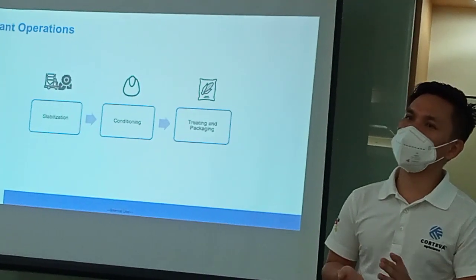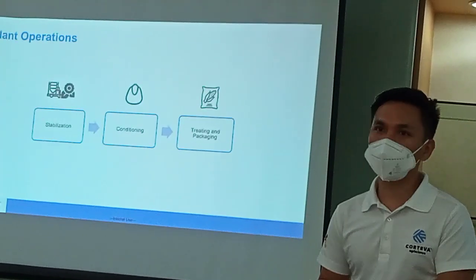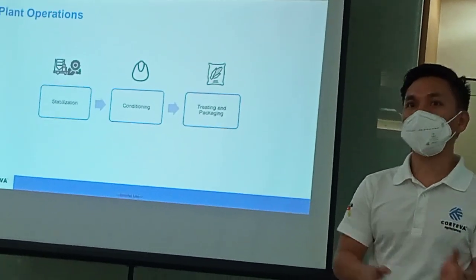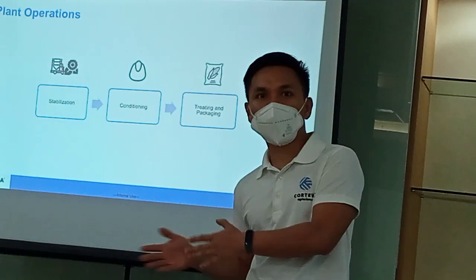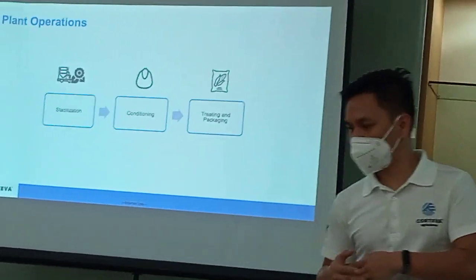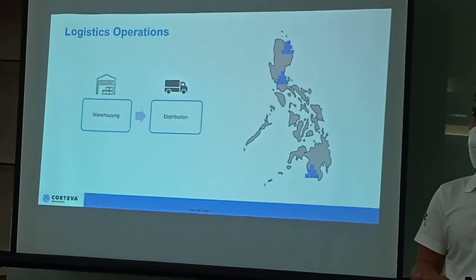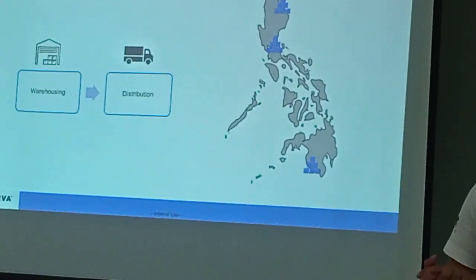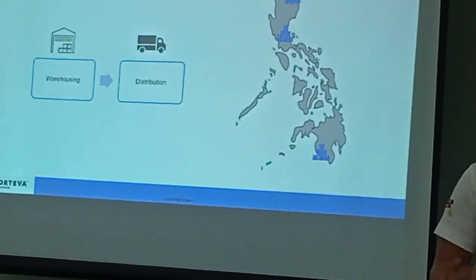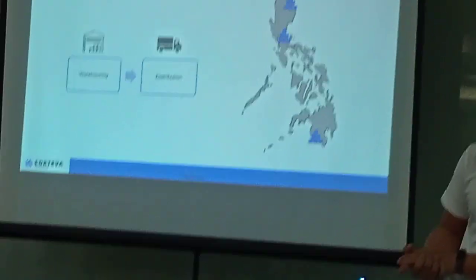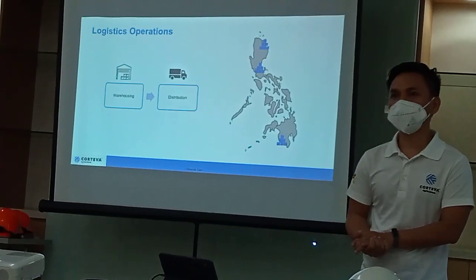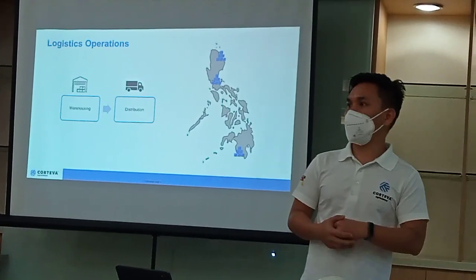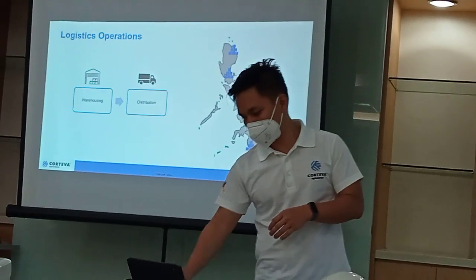So this is the process wherein we apply chemicals to protect the seeds during seed storage and during the sowing stage by the farmers. Warehousing and distribution. So for warehousing, for our seeds, we have controlled temperatured warehouses for storage of our seeds. And the distribution is where we deliver our seeds to our customers.